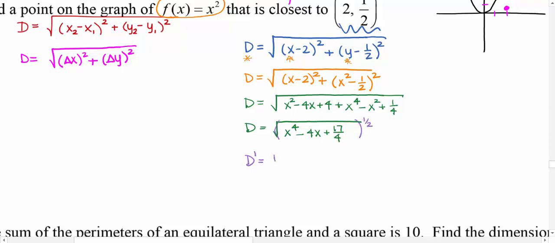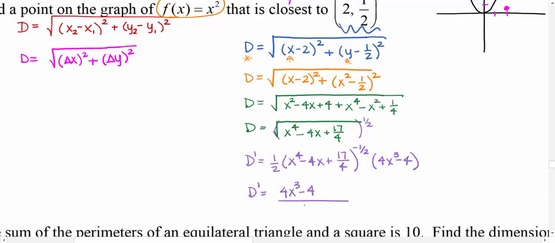So I can bring down this half, keep my base the same, all to the negative half now times the derivative of what's inside, which is 4x cubed minus 4. So when I look at this d prime here, it's really 4x cubed minus 4 over 2 of the square roots, x to the fourth minus 4x plus 17/4.